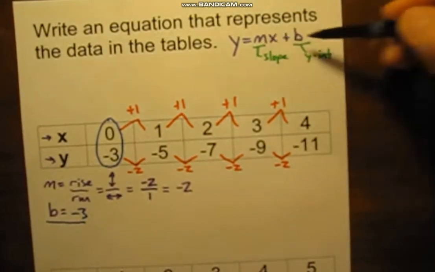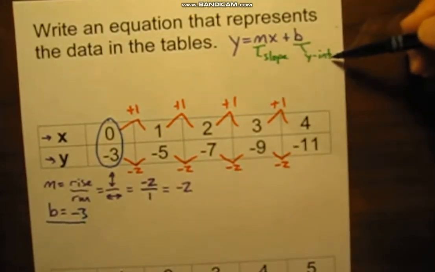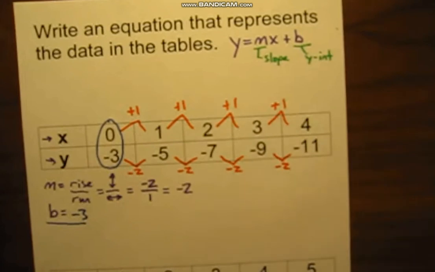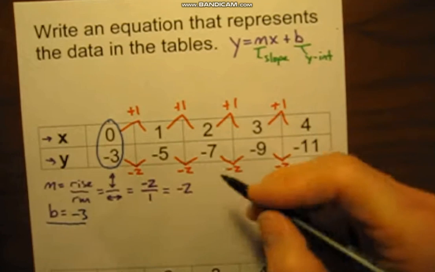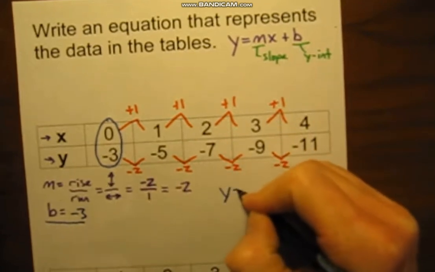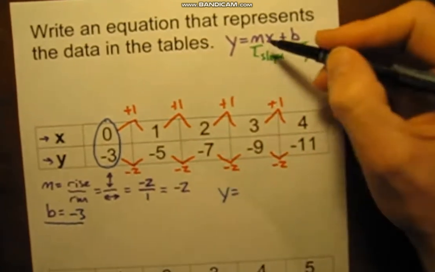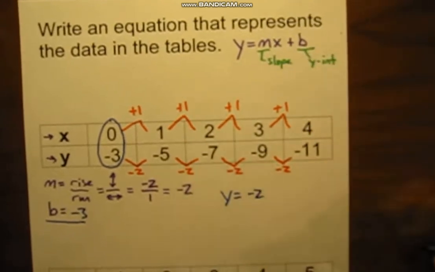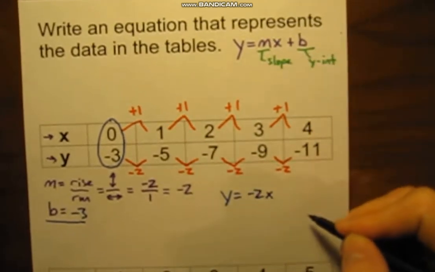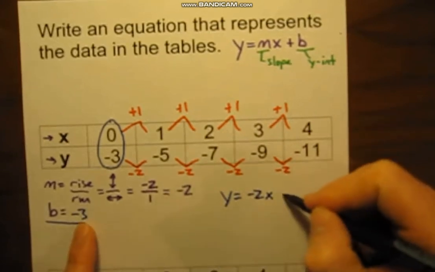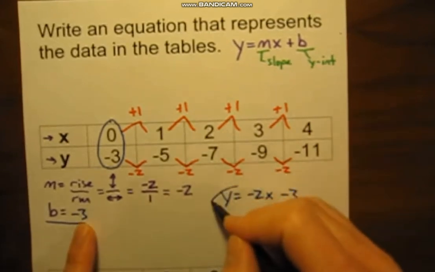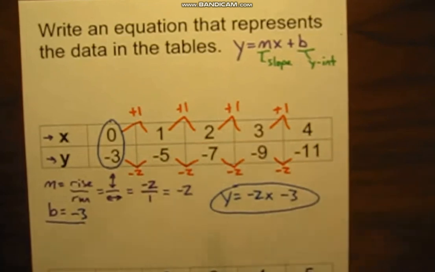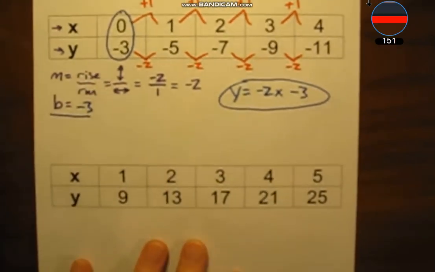So we got the slope. Now we just figured out what the y-intercept is. The last step is to just simply write this as an equation. And so the equation will be y is equal to our slope m, which we figured was negative 2, times x, plus our y-intercept, which we have now determined is going to be negative 3. So there's our equation. Let's look at another one.